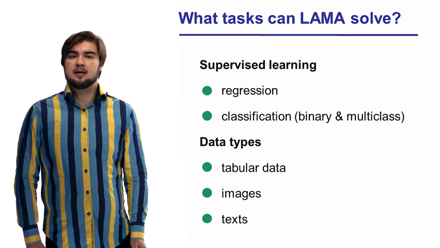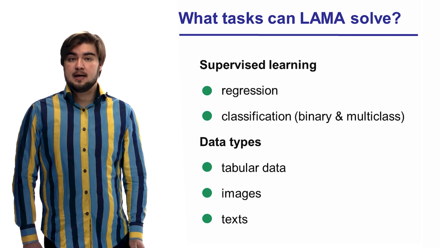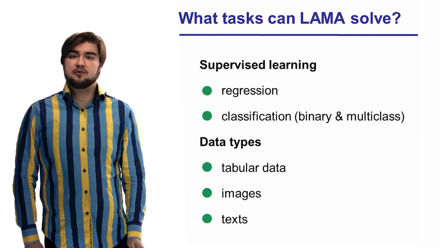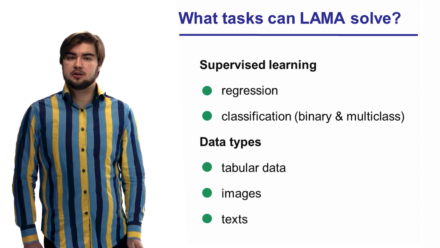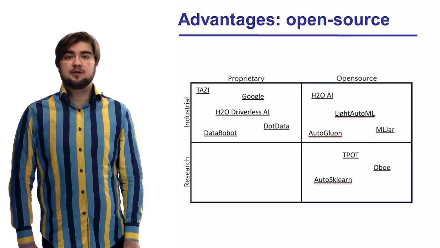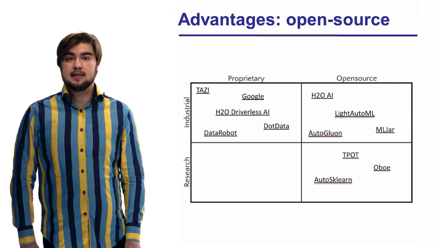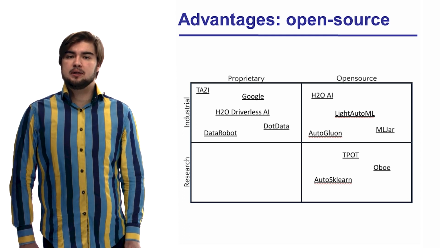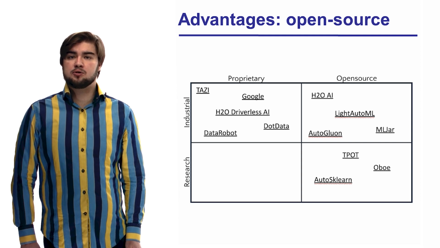So, what tasks can be solved with LightAutoML? This framework supports supervised learning tasks, including regression and classification, both binary and multi-class. It is capable of handling tabular data, texts, and images. Speaking of the advantages of LightAutoML, the main one is that it is an open-source solution. Everyone interested can use it in their data processing pipelines. The source code is also available at GitHub.